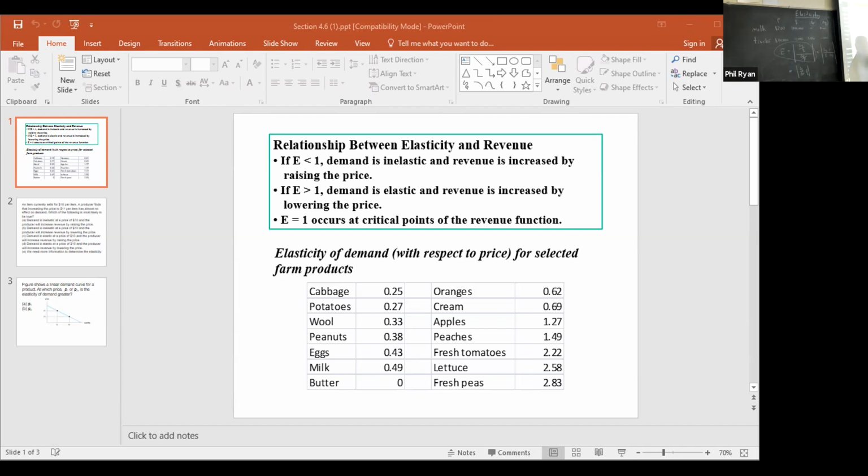Apples, peaches, tomatoes, lettuce, peas, we see inelastic. Now, is a good always going to be elastic or inelastic no matter what the price is? So think about cabbage. Did anyone ever go shopping for groceries? If you go to the grocery store, you'll see that cabbage is quite typically the cheapest vegetable there is. We see that it's pretty inelastic. So why is that?